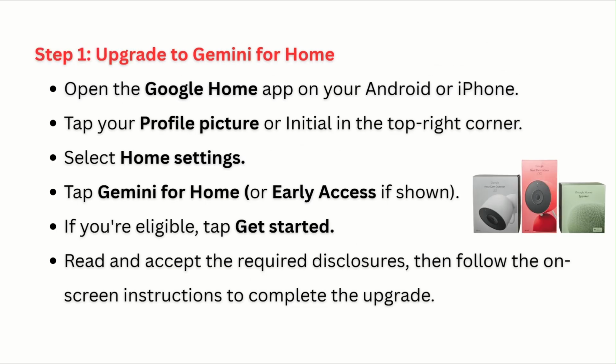Step 1. Upgrade to Gemini for Home. Open the Google Home app on your Android or iPhone. Then tap your profile picture or initial in the top right corner. Select Home Settings from there and then tap Gemini for Home or Early Access if shown. If you are eligible, tap Get Started. Read and accept the required disclosures and follow the on-screen instructions to complete the upgrade.